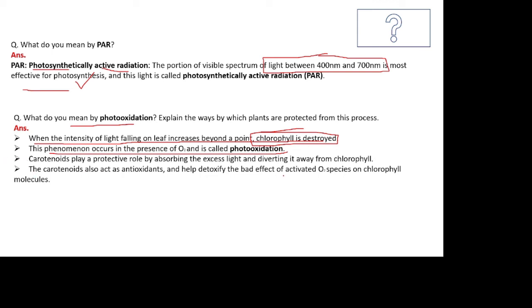Carotenoids help to protect chlorophyll from high light intensity, and hence they are very important for the plant. Carotenoids also act as antioxidants, so they help to detoxify the bad effect of activated oxygen species on chlorophyll molecules. That's why vitamin A is used as an antioxidant. Okay, so these are all the processes and sites of photosynthesis. Thank you.